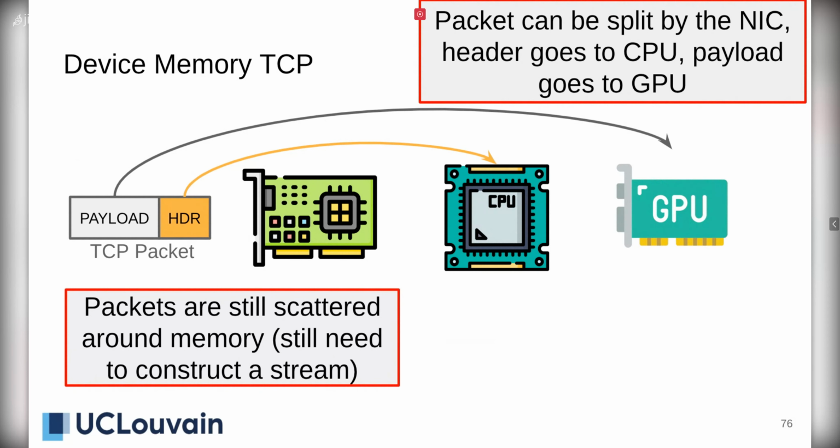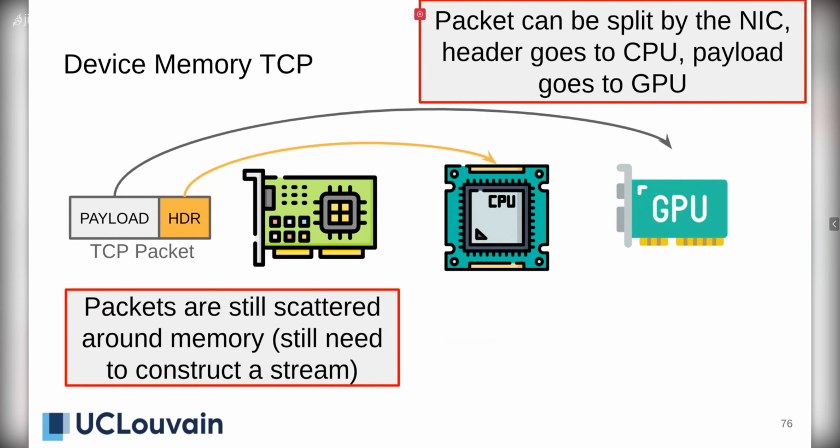On supported hardware, the packets arrive at the NIC, and then the NIC splits the packets into two parts. First the header, so the TCP header, and the rest, the content of the packet, so the payload. The header can go to the CPU so that you can run a normal networking stack, and the payload goes directly to the GPU. So you don't need to copy the data between the CPU and the GPU. The NIC can directly push data to the GPU.